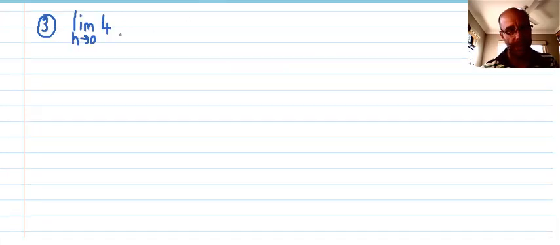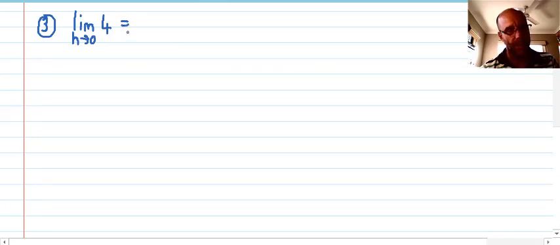So the last one here, we have a constant, so the limit as h approaches 0 of 4. Well, 4 is a constant, so constants are unaffected by changes. So the limit is 4.